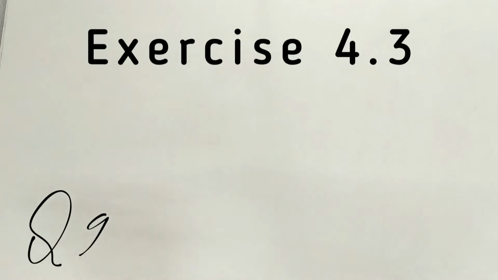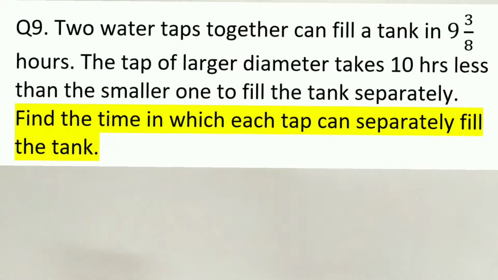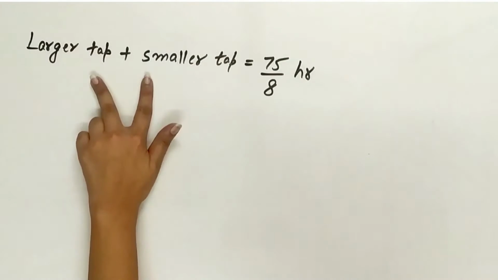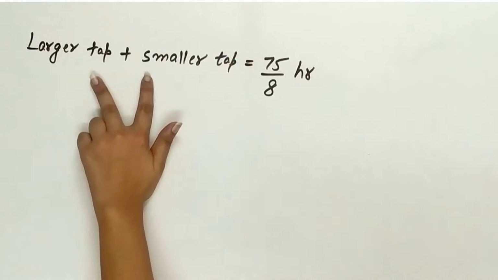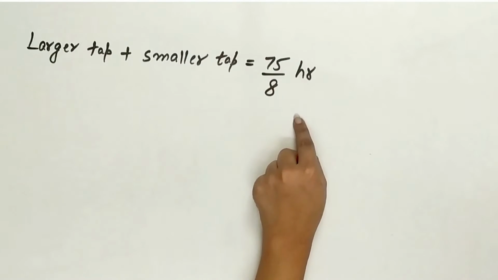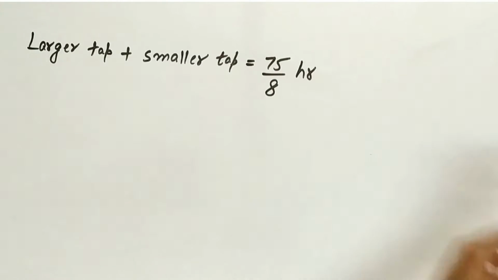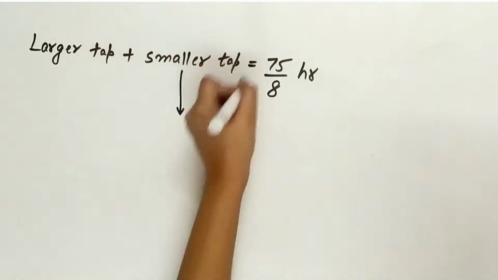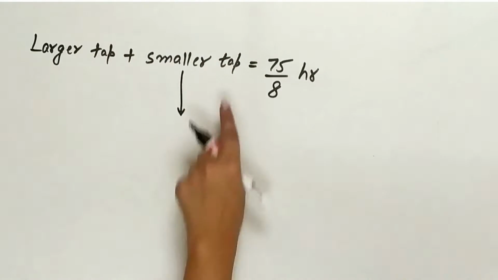Question 9 of exercise 4.3 says, according to the question, two water taps fill a tank in 75 by 8 hours. The larger tap takes 10 hours less than the smaller tap. So let's move.